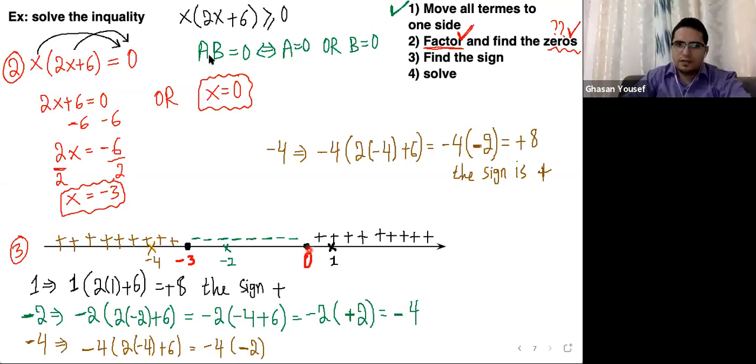-3 and 0 are included in this inequality, because -3 gives the answer 0, and the question here is greater than or equal to 0. Also the 0 will be equal to 0.